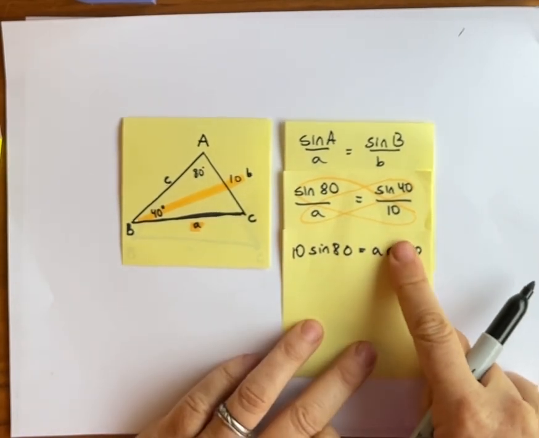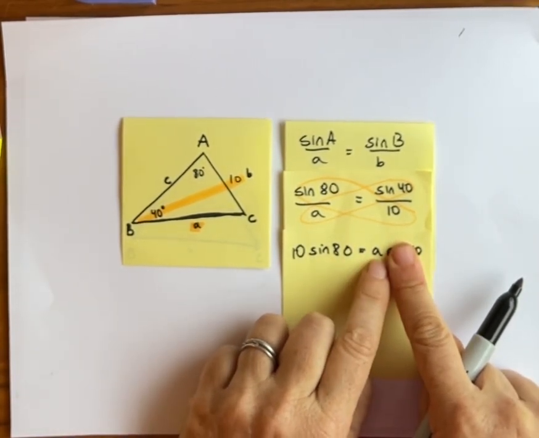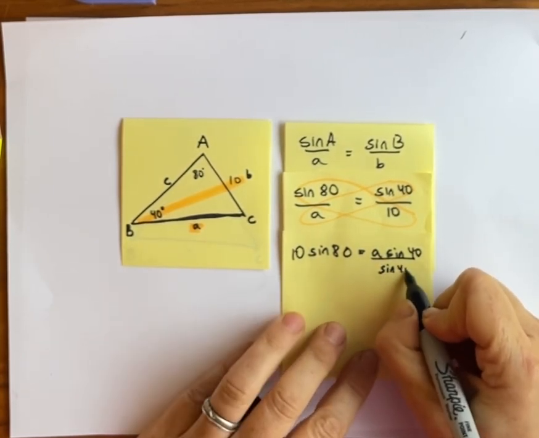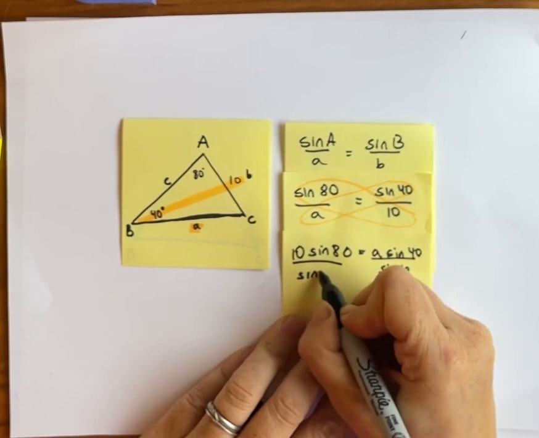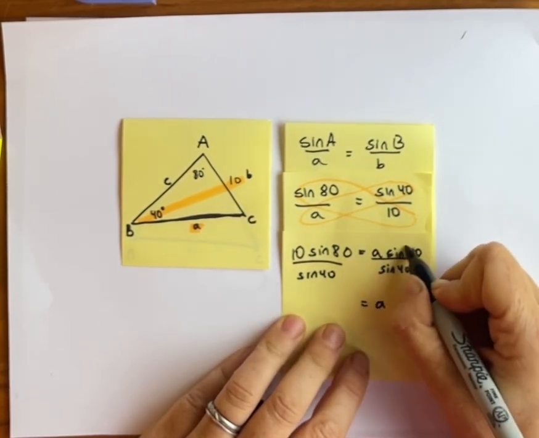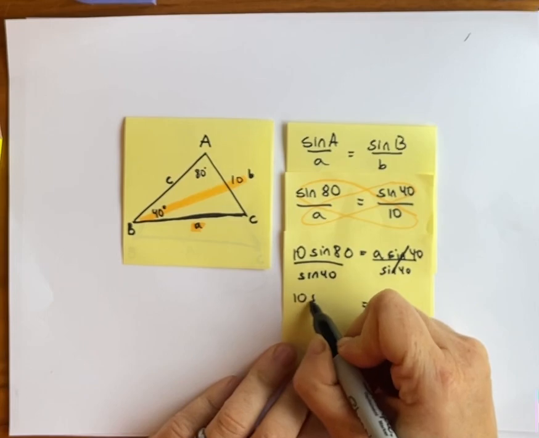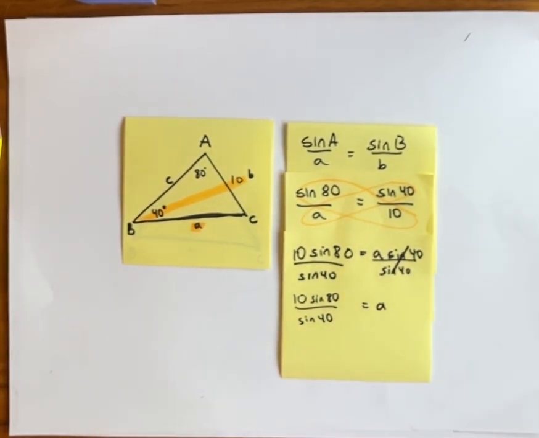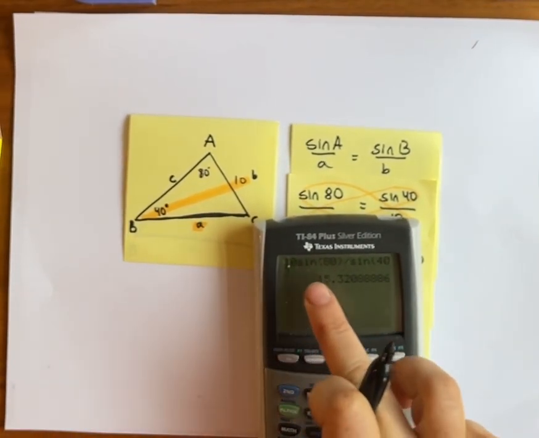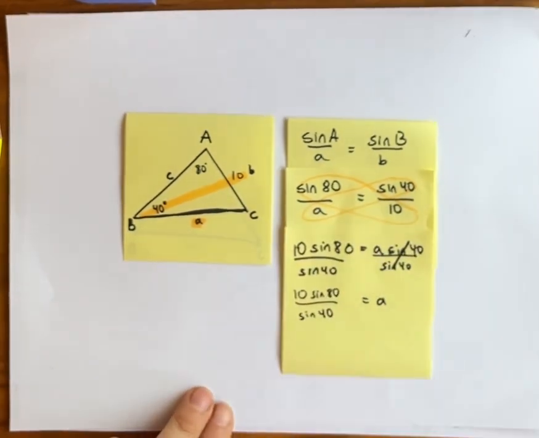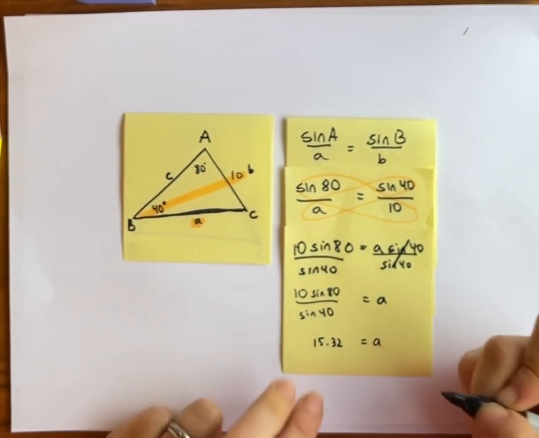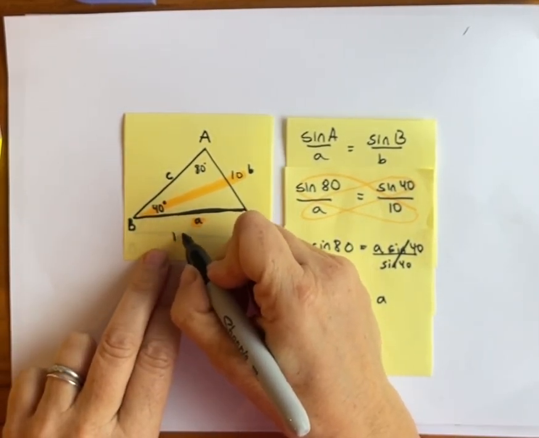But if I get a by itself, I would know what a was. So this is multiplying, so I'm gonna do the opposite. I'm gonna divide both sides by sine 40. Now this cancels out, so I simply have a equals 10 times sine 80 over sine 40. Still looking pretty funky, so I think it's time for my calculator. I plug all of that into my calculator, and when I do, I get 15.32. So a equals 15.32, and I can write that right here.